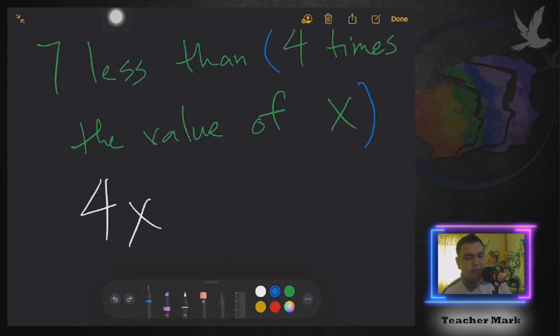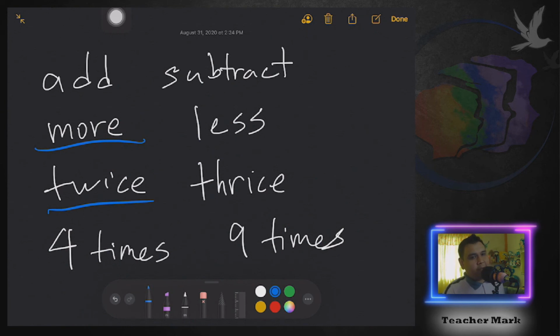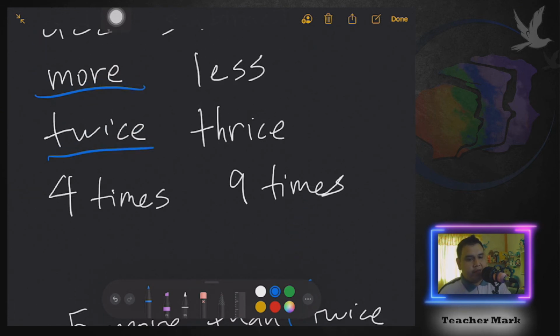And we now have 7 less than 4 times the value of x. If you say less, we are going to make use of subtraction. So 7 less than 4 times the value of x. Okay. Things can be very complicated at times. All you have to do is to make use of your basic English skills. You have to understand the sentence. You have to have good comprehension when it comes to dealing with this part of mathematics. Let's try to complicate things.